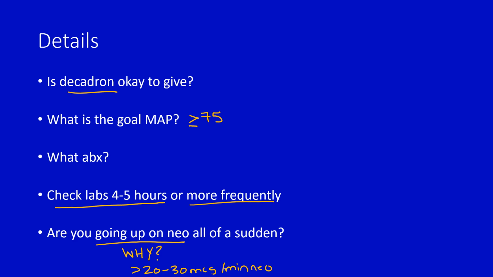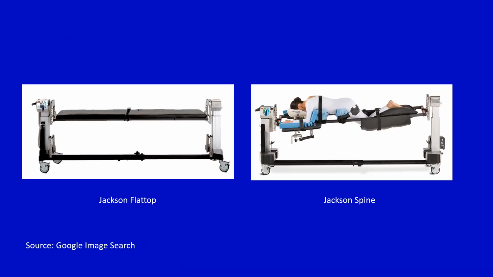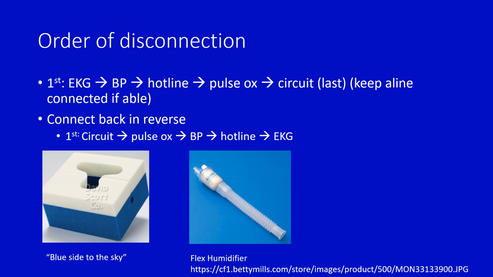Once the posterior portion is done, neuromonitoring will tuck away all their leads and you will flip over to a prone table. For us, the Jackson flat top was used for the supine portion and the Jackson spine was used for the prone portion. I find it easiest to disconnect my patient from everything. I will disconnect the circuit and the pulse ox last when we are ready to flip the patient. Once everyone is in position and the prone pillow is in place, I'll disconnect the circuit and the pulse ox.